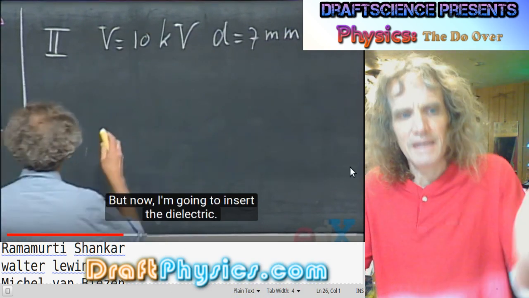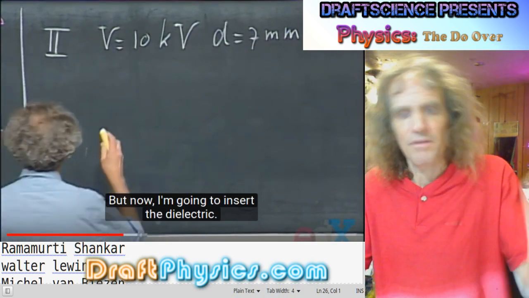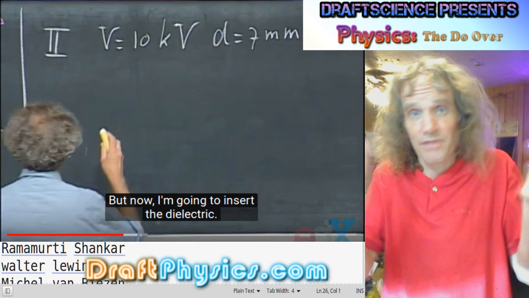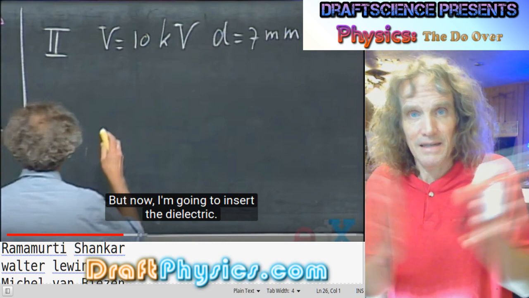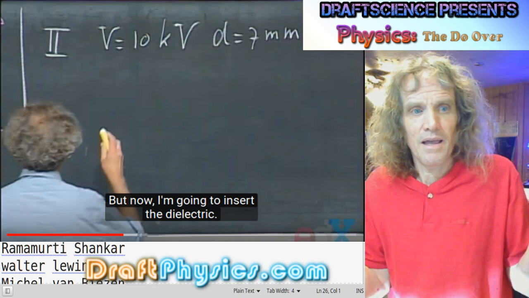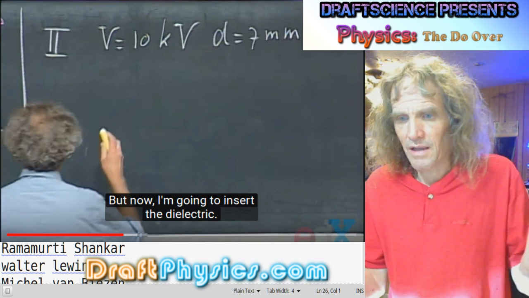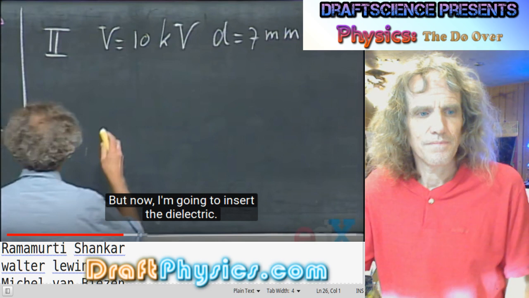So technically he is changing the distance, in my opinion. So when he shoves the glass in, he's basically moving the surfaces right into each other. We're back to a tiny difference in their distance. And so the voltage drops, and the capacitance goes up.